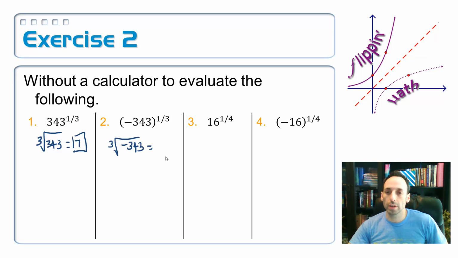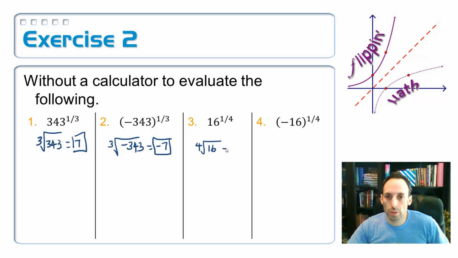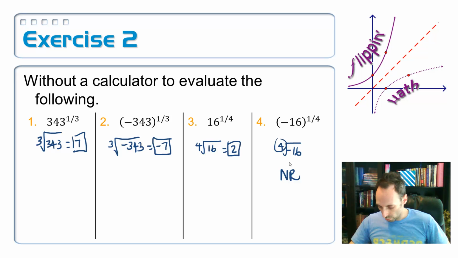Oops, I forgot my little index. And the number stays the same sign, so -7. Okay, on number 3, 16 to the 1/4 power, same thing as the 4th root of 16. 4th root of 16, 2 times 2, 2 times 2 is equal to 2. And on number 4, this would be the 4th root of -16. Since this is even, and that's a negative number, that is not real, my friends.